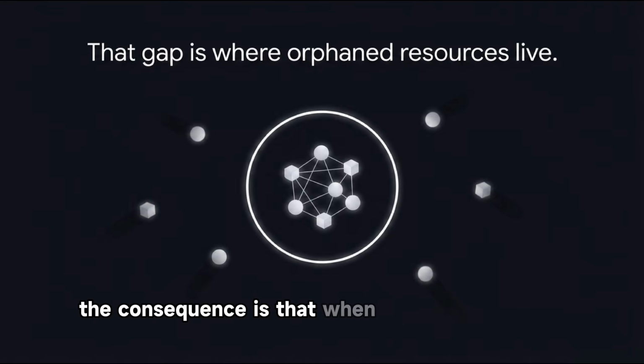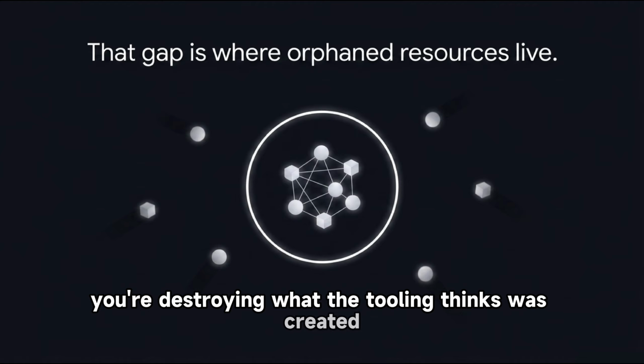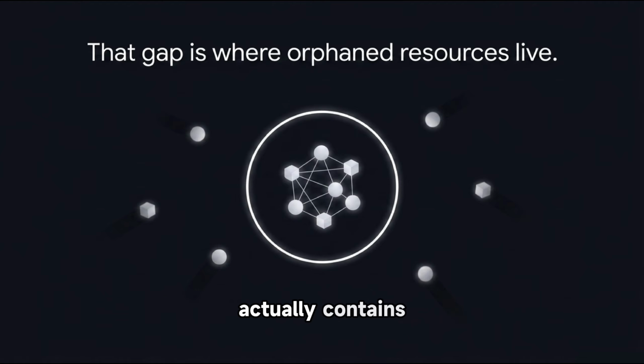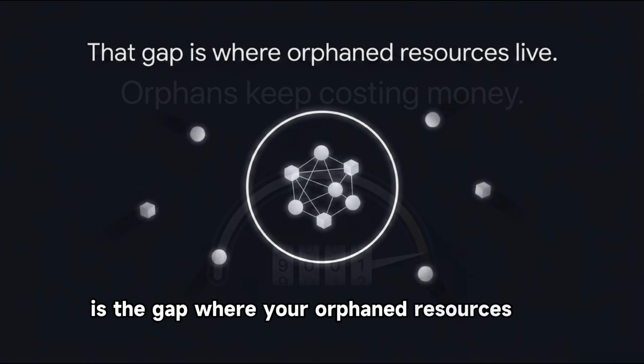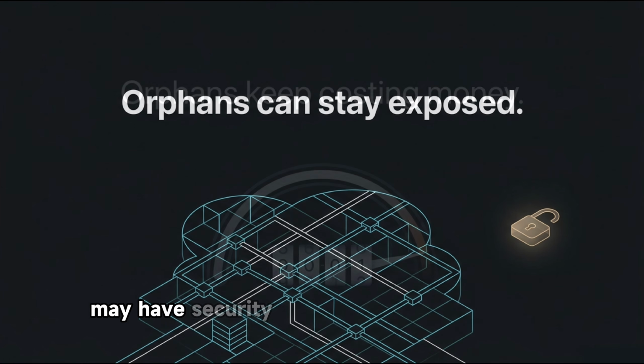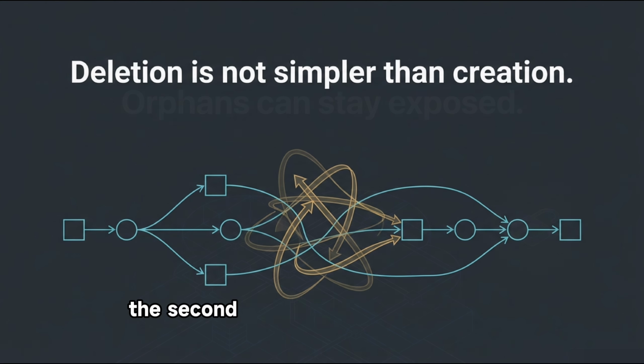The consequence is that when you run Terraform destroy or delete a CloudFormation stack, you're destroying what the tooling thinks was created. The gap between what the tooling thinks and what the cloud actually contains is the gap where your orphaned resources live. These are resources that exist, are accruing cost, may have security groups open to the internet, may have IAM roles with broad permissions, and your cleanup operation will leave every single one of them untouched because it doesn't know they're there. The second assumption is that deletion is simpler than creation.